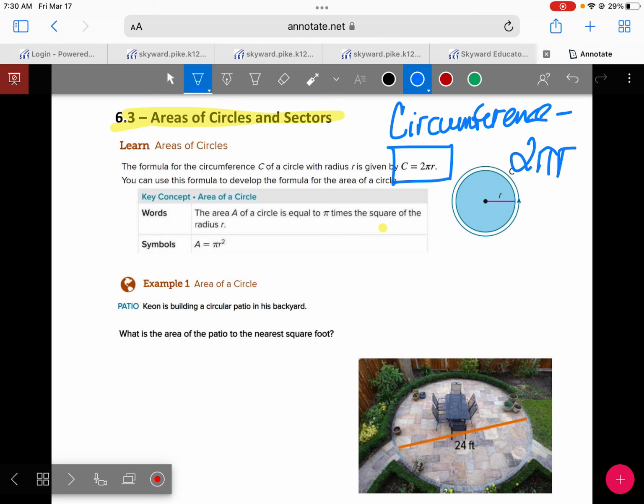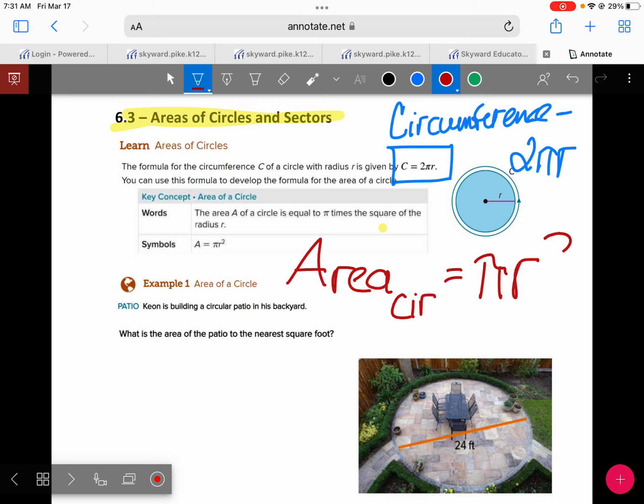Okay, that was circumference. That was last chapter. Now we're going for the area of a circle. And I want you to write this really big. The area of a circle is pi r squared. Pi r squared.